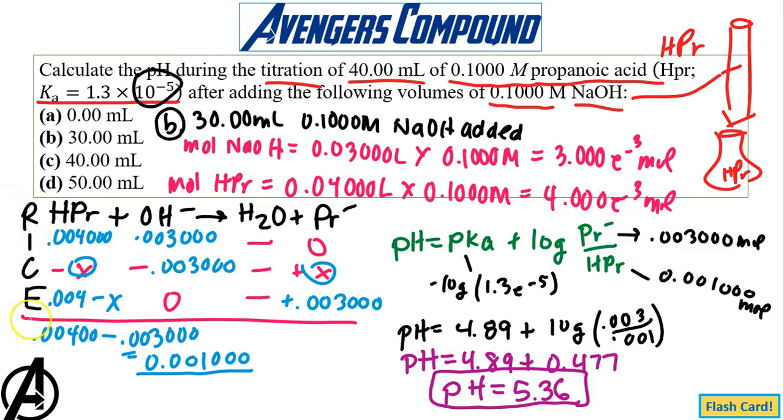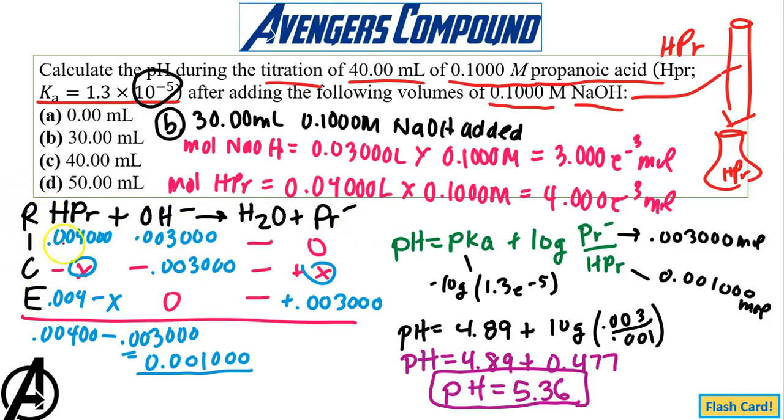I then set up my RICE table. I have my weak acid, but this time it's not the initial pH. It's going to be mixed with OH minus. So I have HPr mixed with OH minus. HPr is going to donate a proton to OH minus to form water. What's left over is its conjugate base, Pr minus. So I therefore set up my RICE table.